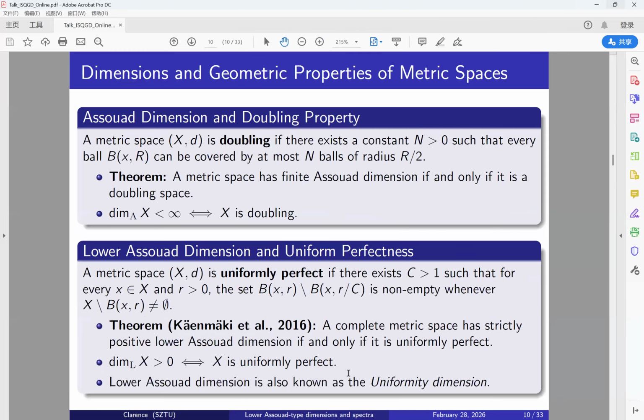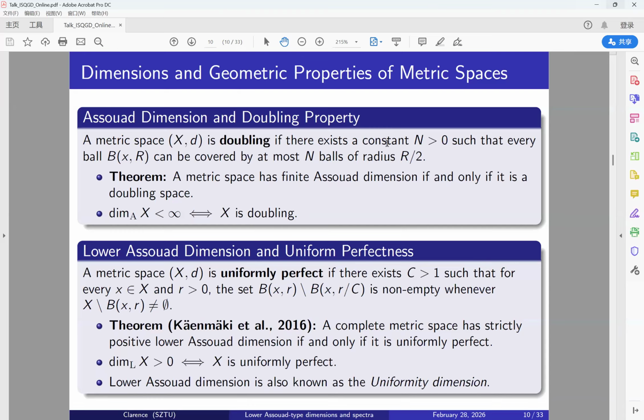Okay, so why do we say something more about the Assouad dimension or Assouad type dimensions? Since the Assouad type dimensions describe geometric properties of metric spaces. For example, let us look at the Assouad dimension first. One of the geometric properties in metric spaces is the doubling property. A metric space is a doubling metric space if there exists a uniform constant n such that any ball, for any center x and any radius r, can be covered by at most n balls of radius r/2.